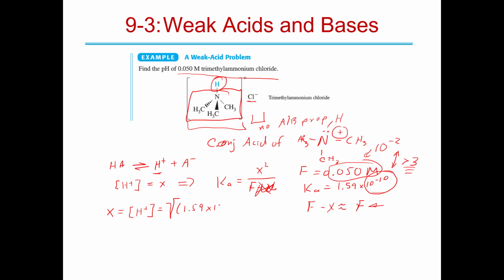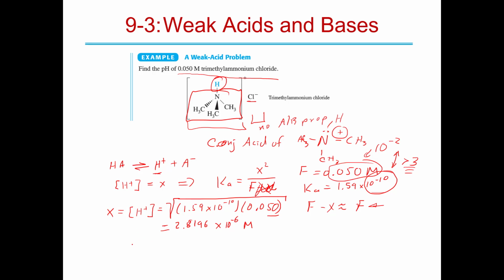1.59 times 10 to the negative 10th times formal concentration, 0.050 molar, and we'll take the square root of that product. And I got a value of 2.8196, with way more decimal points than we need, times 10 to the negative 6th power for the molarity. Again, since we have two significant figures in our formal concentration, we would report this to two significant figures following our significant figure rules.